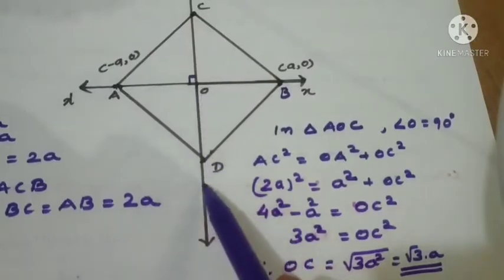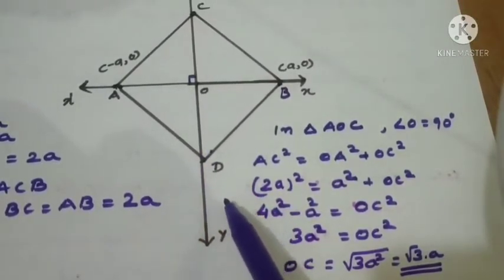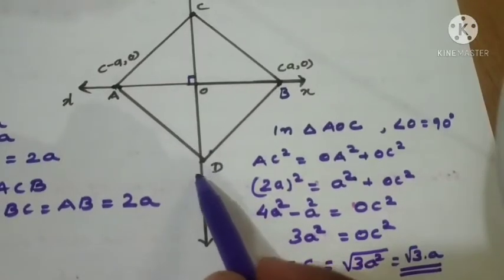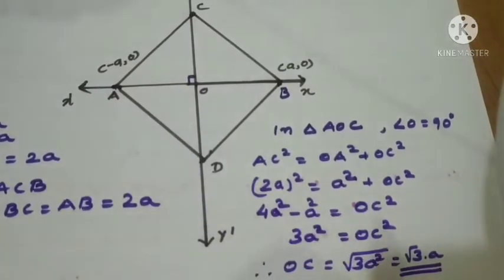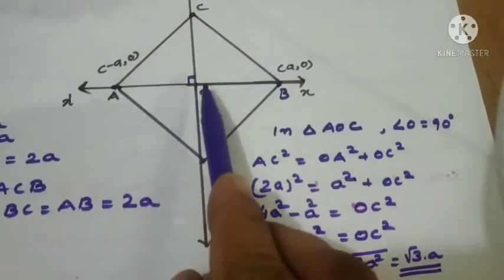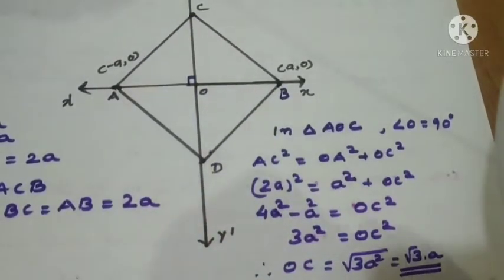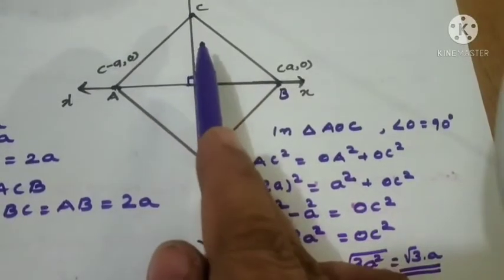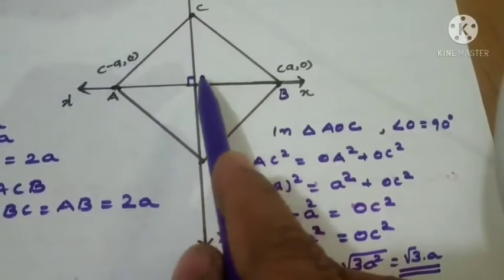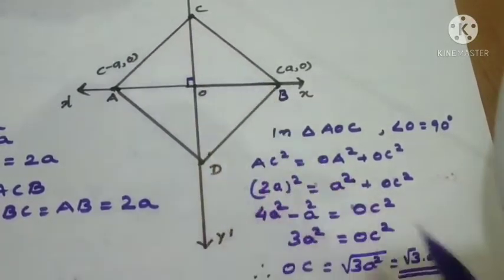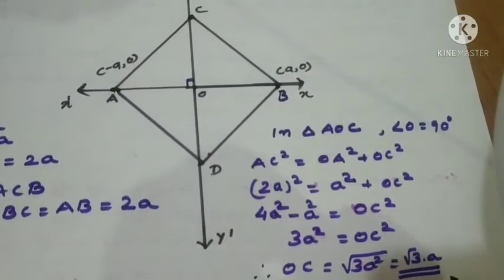Now down we are taking, that is below the origin only. So what is the coordinate of D? It is 0 comma minus root 3A. So got this? Because on the y-axis, the x value is 0. We got OC length, that means the height of OC only, that is the perpendicular distance from the x-axis measured along the y-axis. So that is the y value only. So root 3A is the y value.